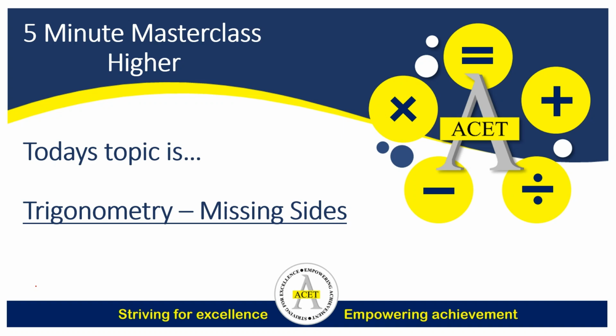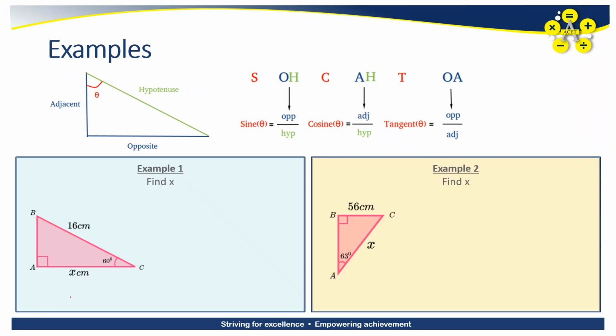Today's topic is trigonometry, finding missing sides. Before we even get into the examples, we just need to remember what we need to do with a right angle triangle in regards to our three trigonometric ratios. We've got sine, cosine and tangent, and they only depend on the opposite, adjacent and hypotenuse respectively.